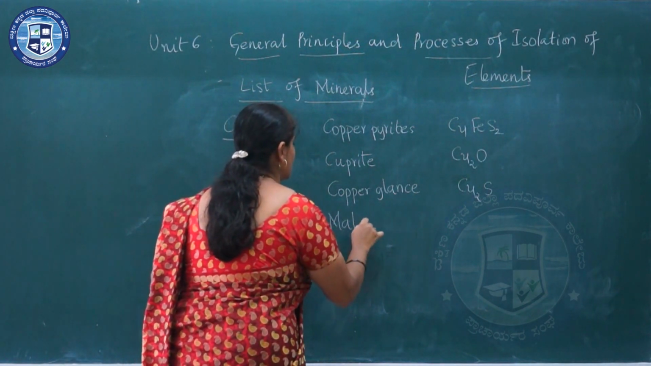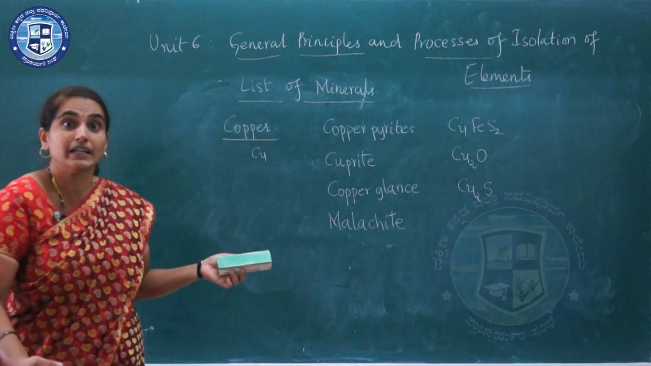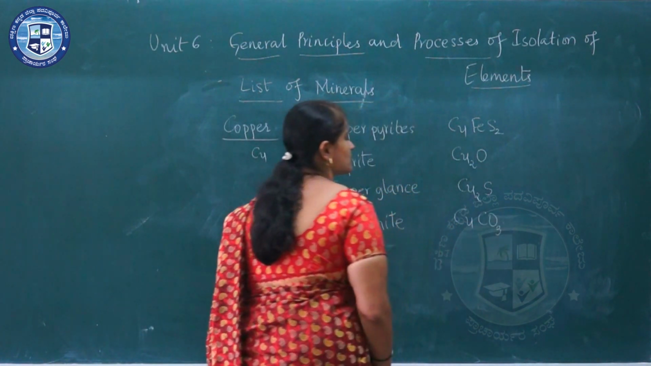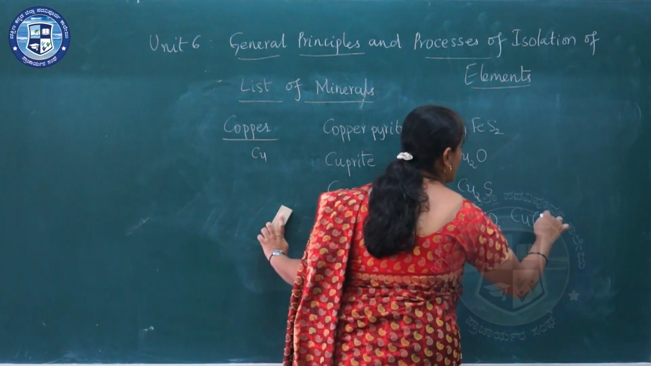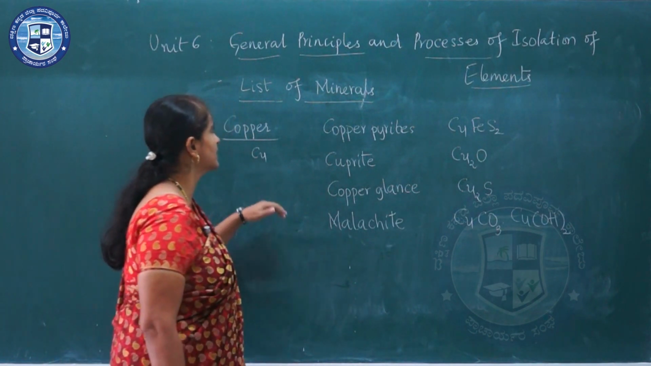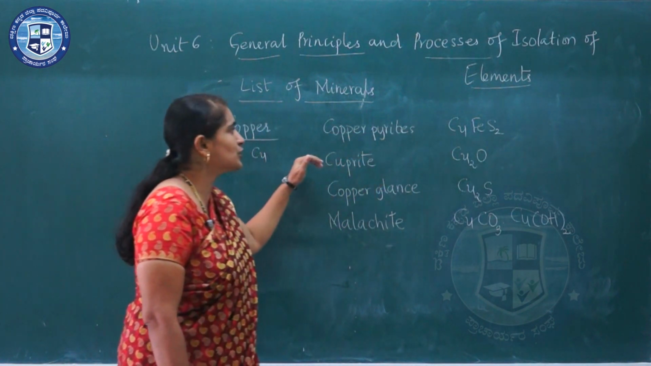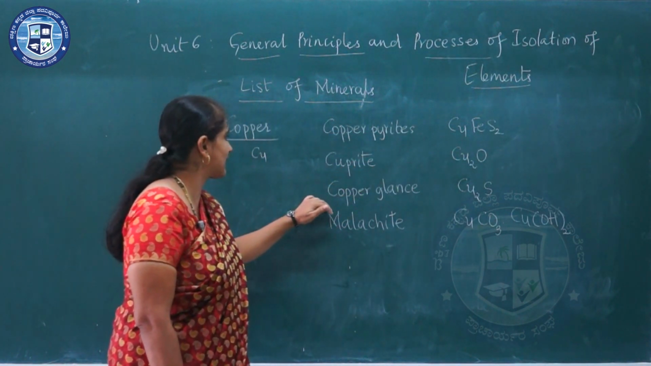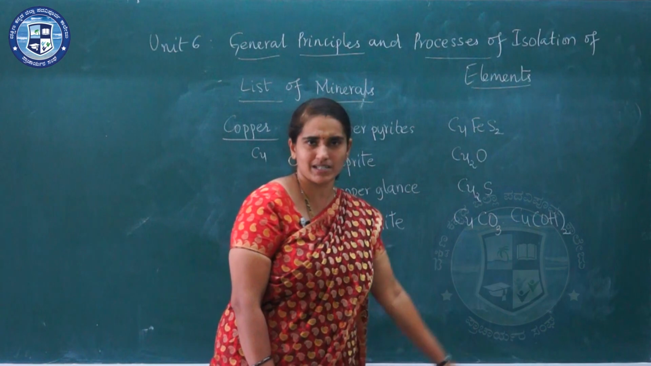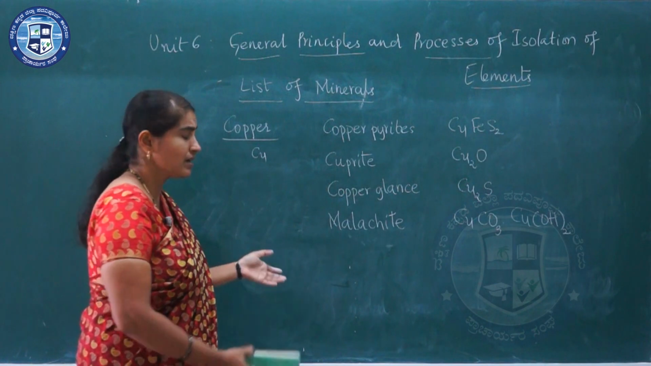Malachite, you might have heard about this. It is green in color. We usually say malachite green. Malachite is the composition of copper carbonate CuCO3 along with copper hydroxide Cu(OH)2. Okay, these are the four minerals for copper: copper pyrites CuFeS2, cuprite Cu2O, copper glance Cu2S, malachite CuCO3.Cu(OH)2. Okay. Then the last one we noted earlier was zinc.